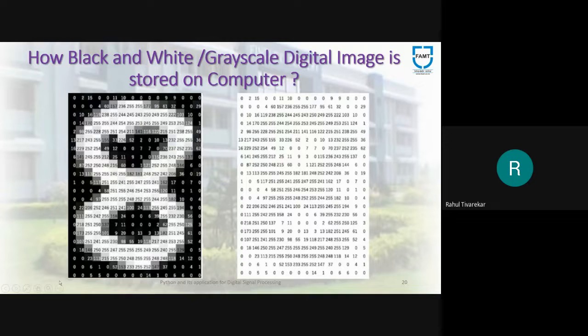What you see here is a representation of an image. If you see in the leftmost picture, the first thing written here is a 0, then 2, then 15, then 0, and so on. These individual values are called pixels. A pixel is the basic, smallest element which makes up an image.